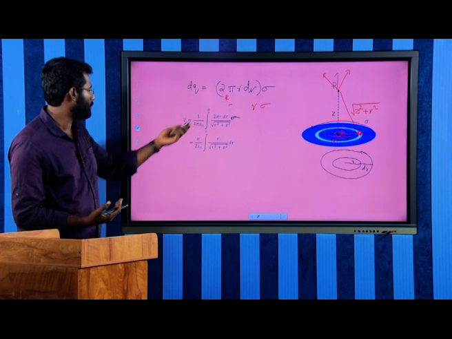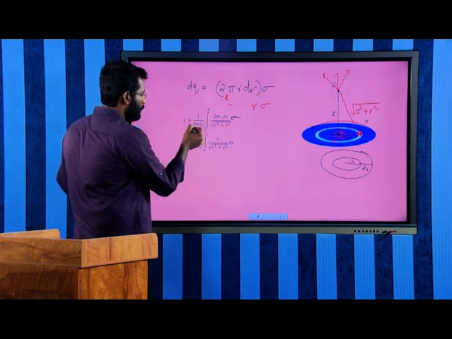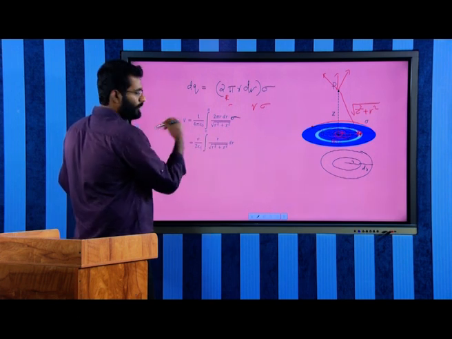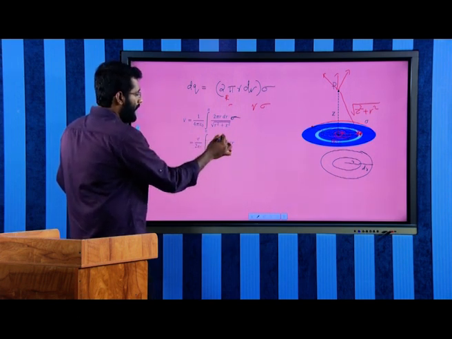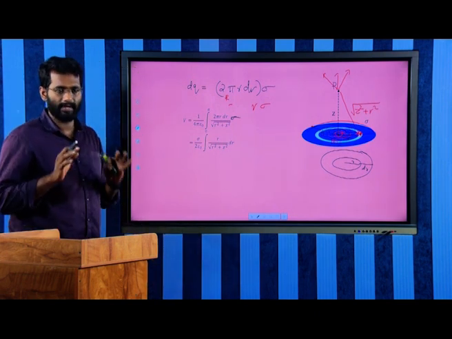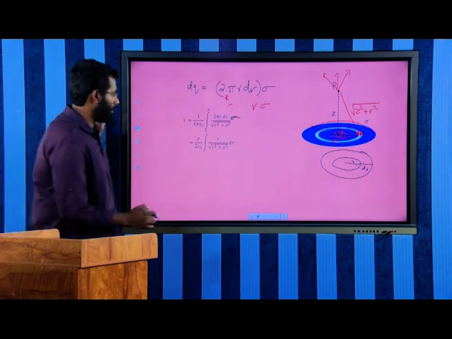So, how can we integrate it? Simply, the 2 and 2 get cancelled and pi gets cancelled. Finally, it becomes sigma by 2 epsilon 0 integral of r divided by root of r square plus z square dr. That is what we got. So, now we want to calculate this integral.